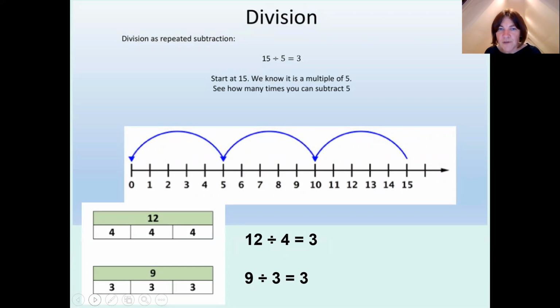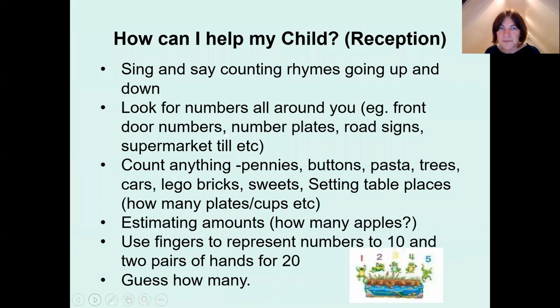Once that is fairly solid, and we're beginning to use arrays and times tables, we can then move on to how many 5s are in 15. I can see that there are 3 lots of 5 in 15, and it becomes that bit more abstract.